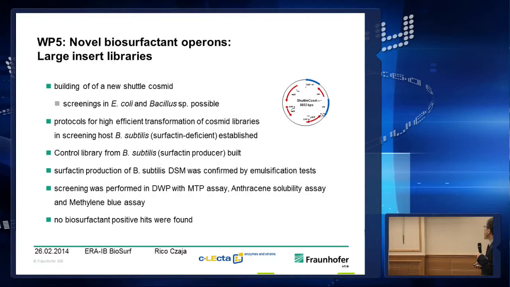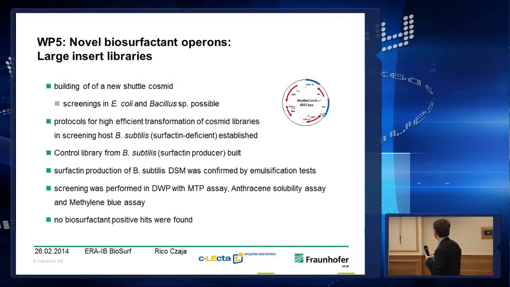Another interesting way to identify new biosurfactant pathways was developed by Selecta. They attempted to use large cosmid shuttle plasmids that are able to go into E. coli and Bacillus species for the integration of large pieces of genomic DNA. So they developed the backbone here of this shuttle. They developed a protocol for highly efficient transformation of these cosmid libraries in screening hosts like Bacillus subtilis.